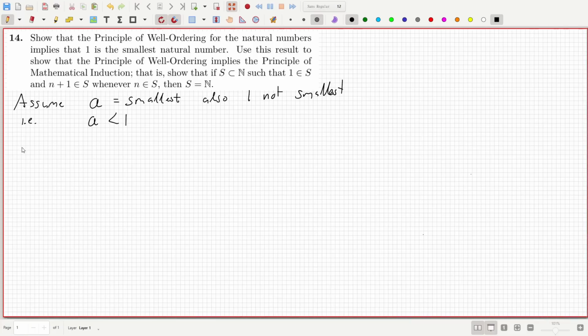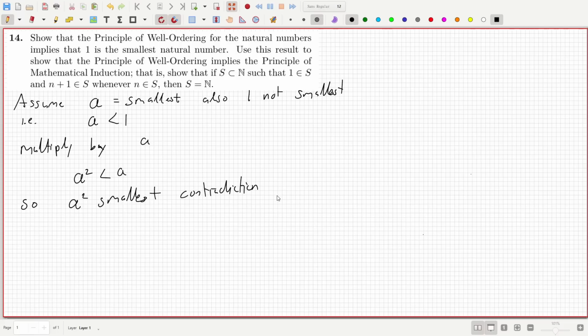Okay, now, if you multiply by A, you get A squared is less than A. And so, A squared is the smallest, which contradicts, unless the smallest is 1. So we have, i.e., we have to allow the smallest to be 1.